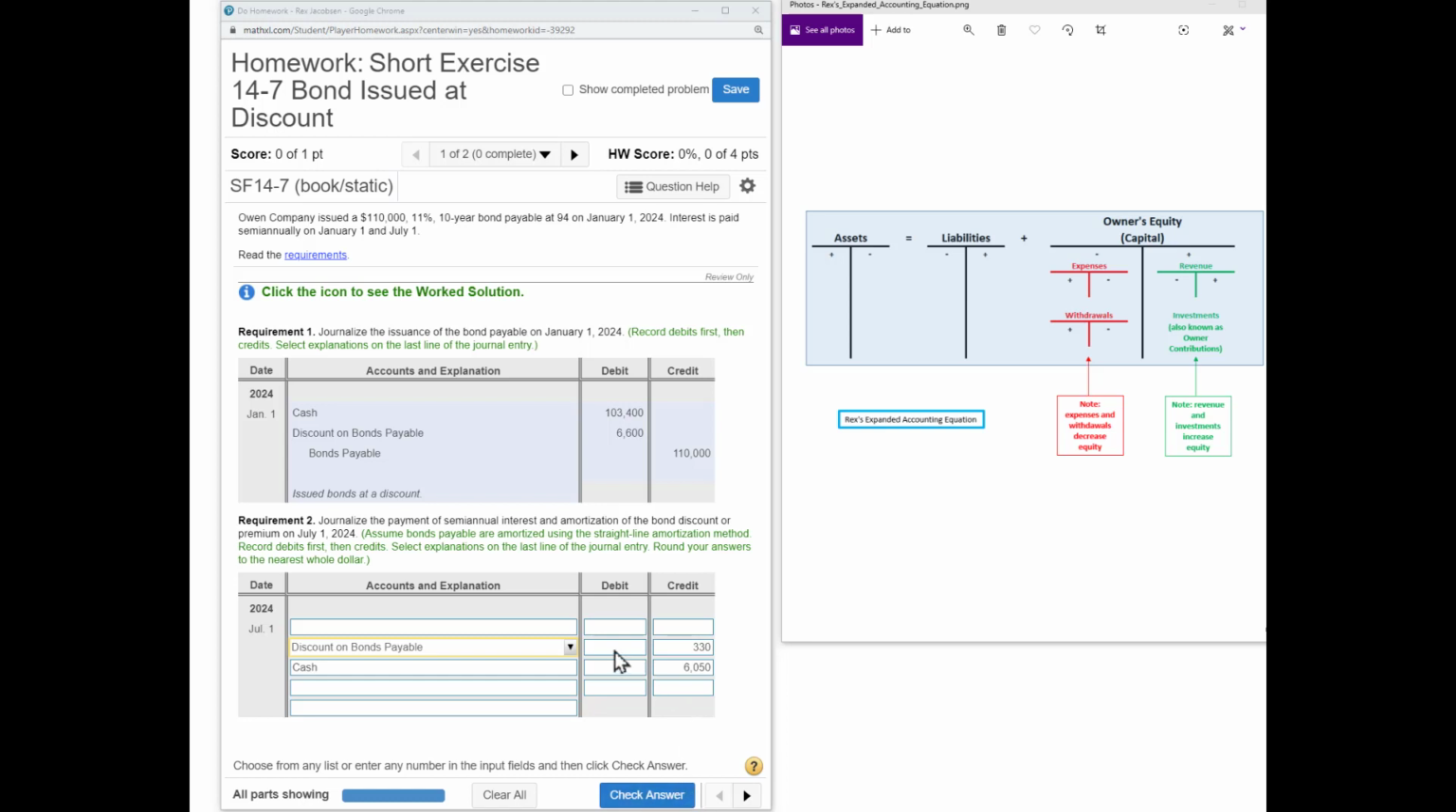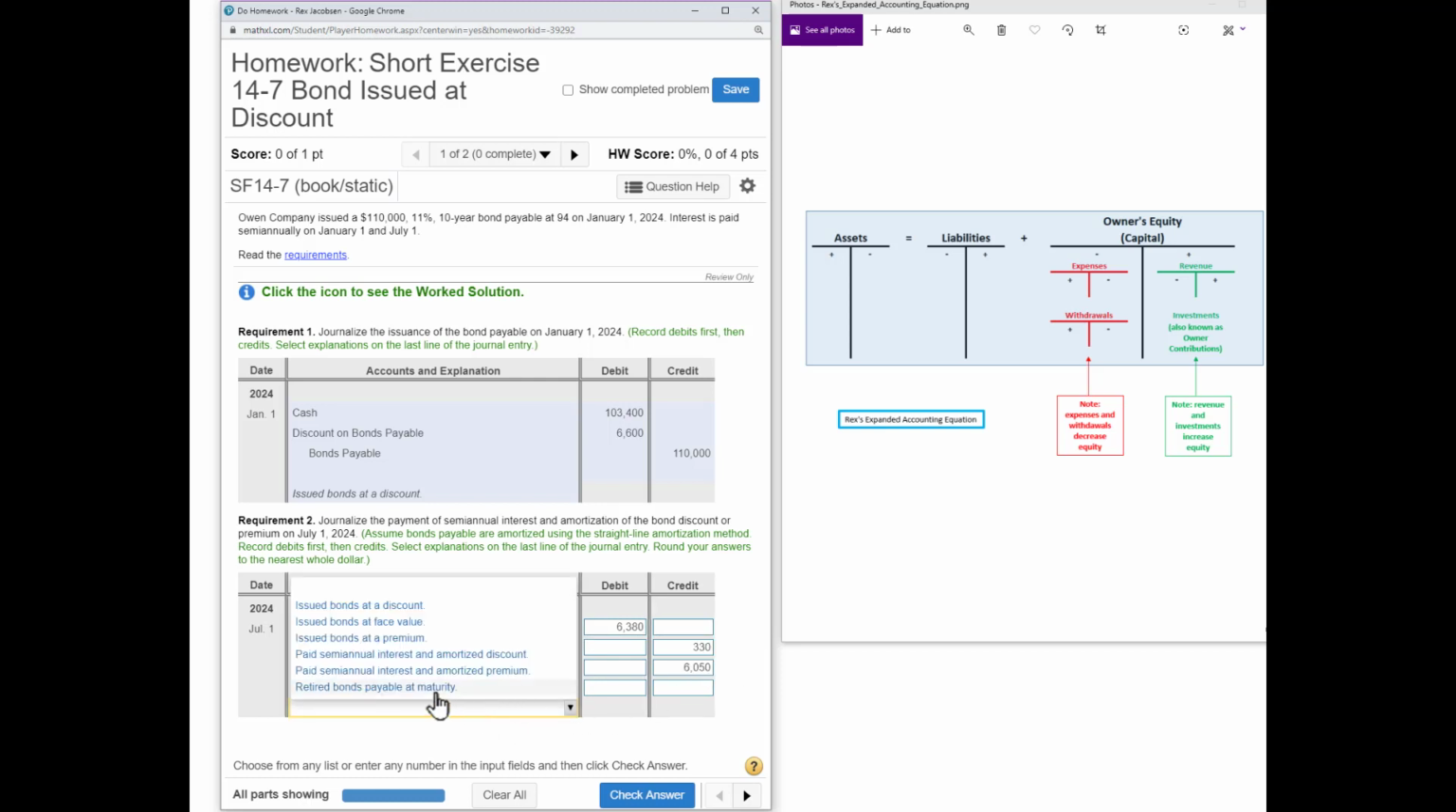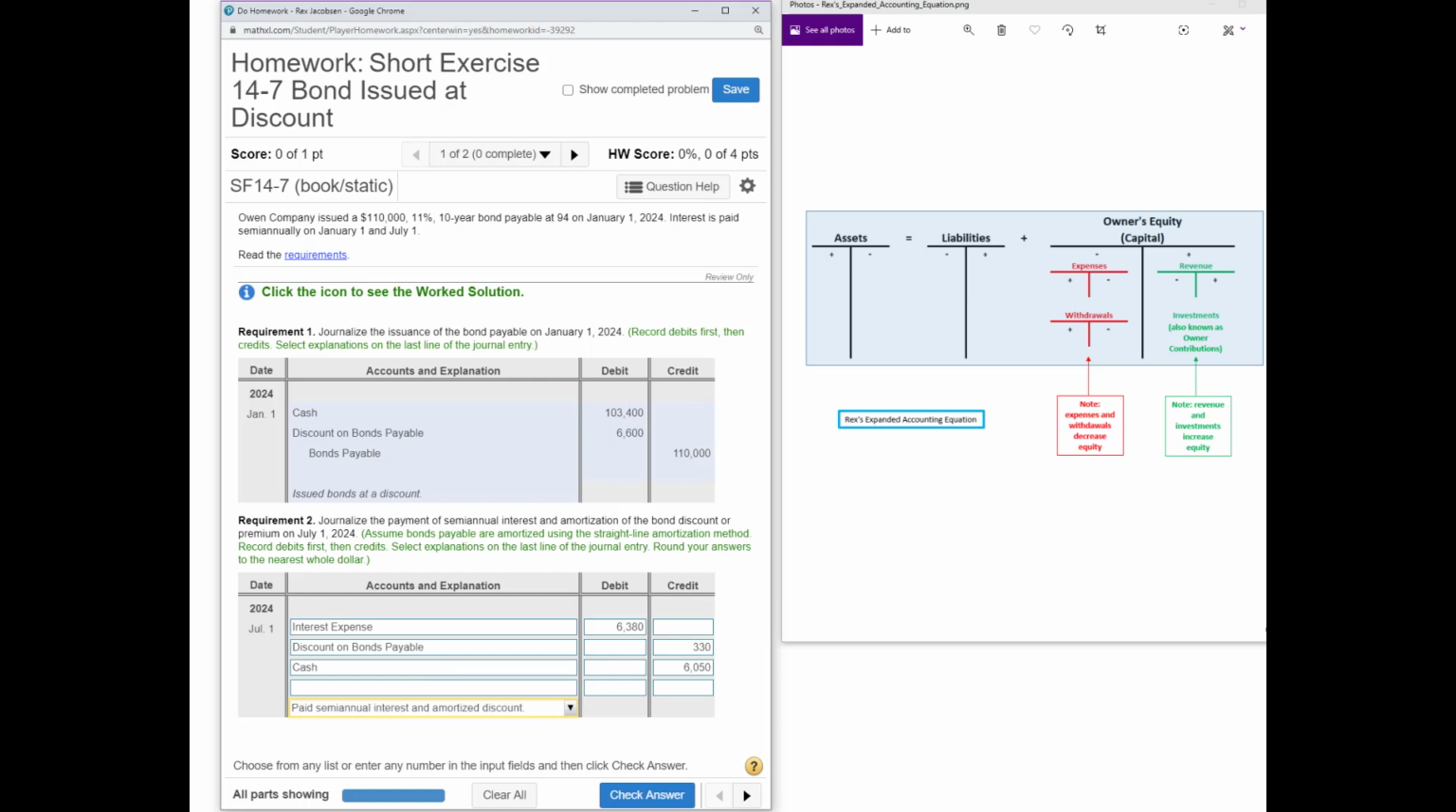And because we are paying interest, we know we have interest expense, and interest expense is increasing, therefore we need to debit that account. And the amount that we debit is we're just going to take the two credits, add them up, and we get $6,380. So what's happening is over time, because we issued these bonds at a discount, that is increasing our interest expense by $330 every 6 months. Paid semi-annual interest and amortize the discount.